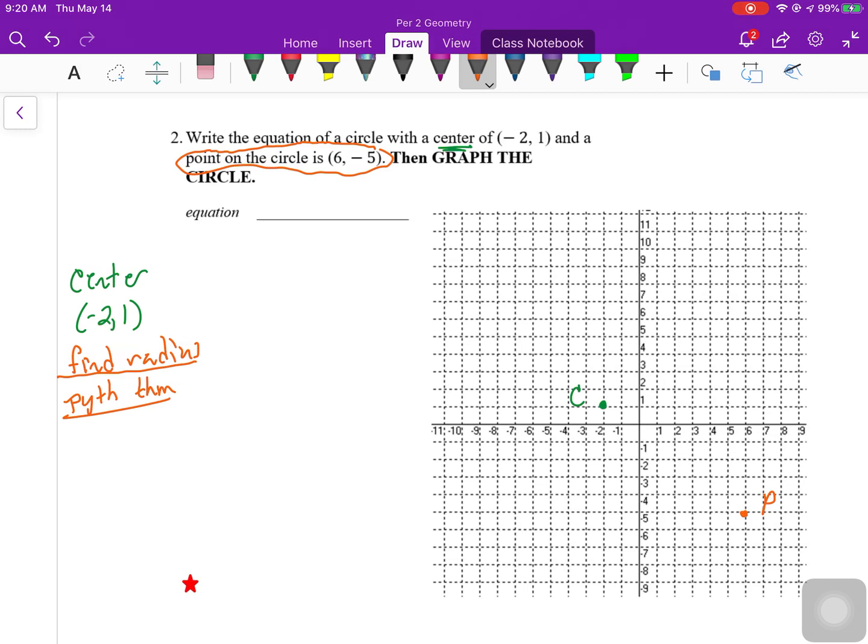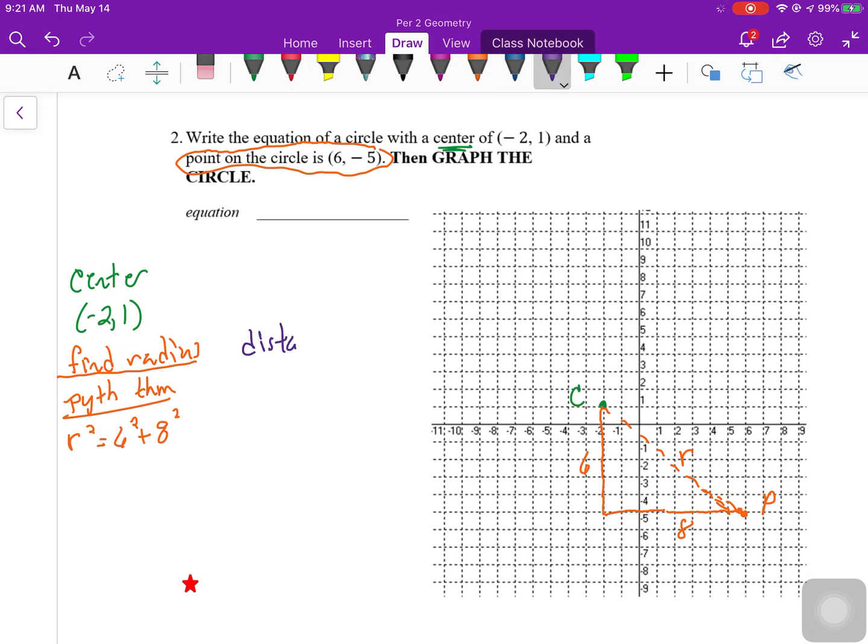For that Pythagorean theorem method, we would think of a triangle that connected C to P. By that I mean I go down 1, 2, 3, 4, 5, 6, and then I go across 1, 2, 3, 4, 5, 6, 7, 8. So I went down 6 and across 8. And the radius is actually this distance right here. So there's my radius. So in the Pythagorean theorem, I would have r² = 6² + 8².